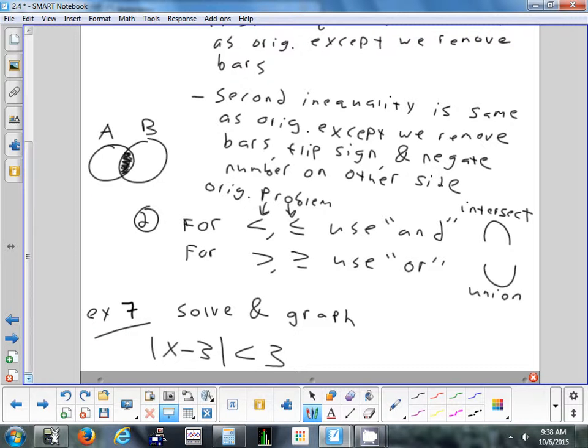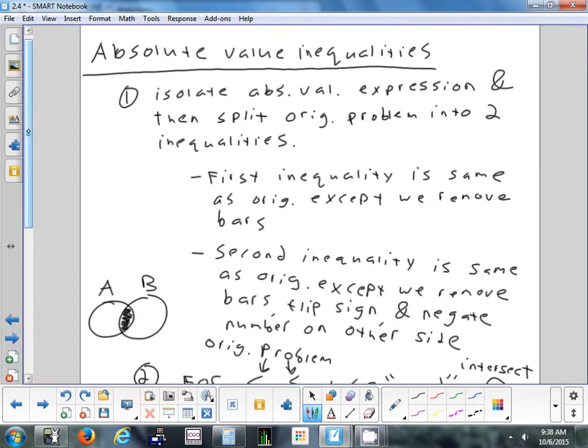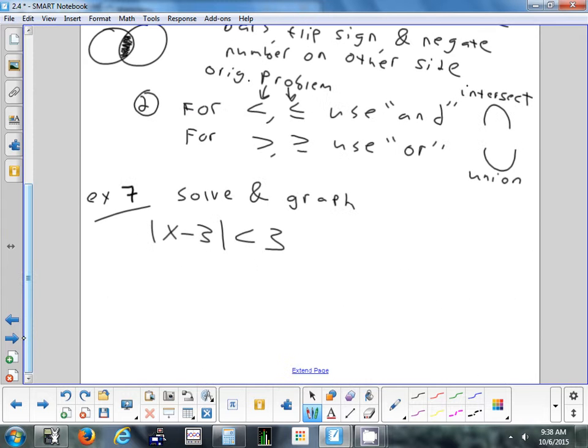All right, so step one: make sure you get the absolute value by itself. So if you had something like this, the first thing you'd want to do is subtract 1, bring it to the other side. I tried to make this one a little easier. I already got it by itself. All right, next step: split it into two problems.